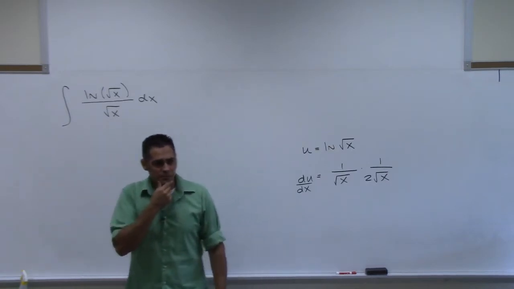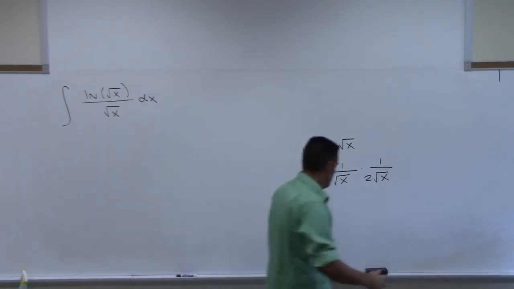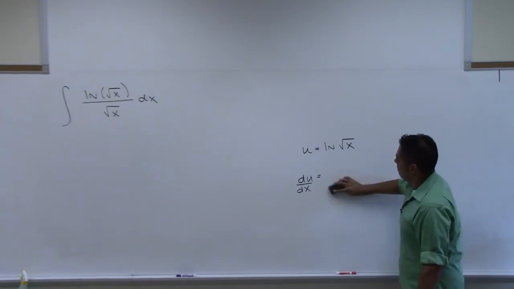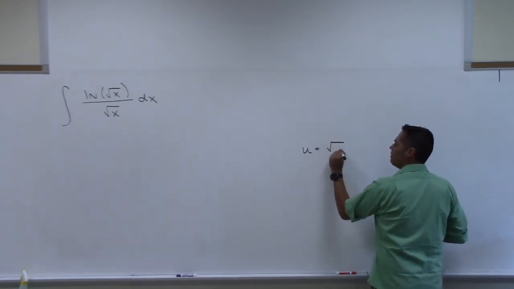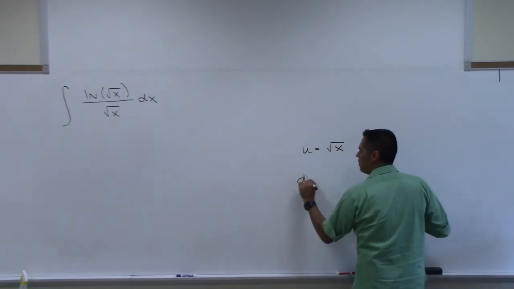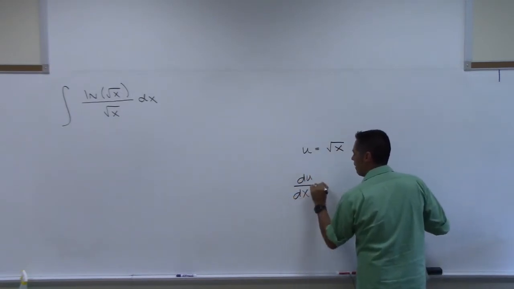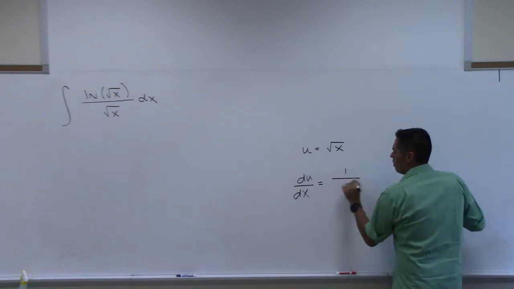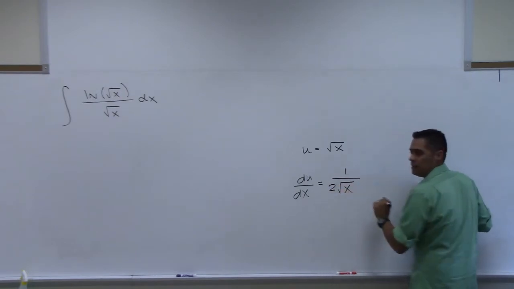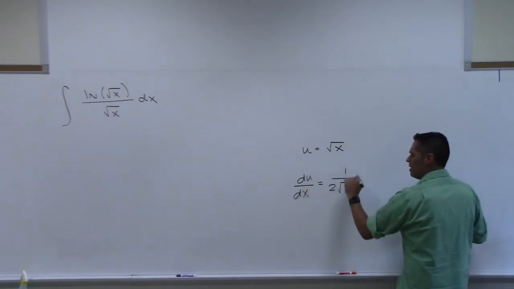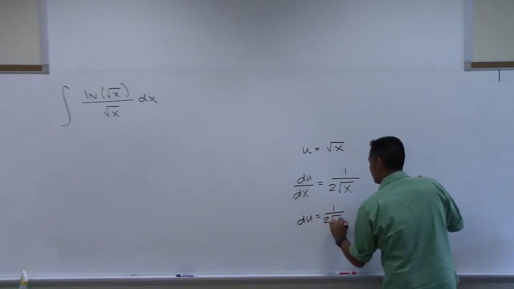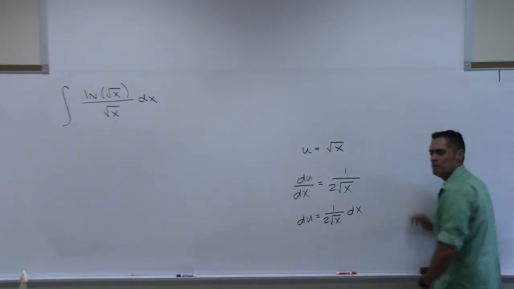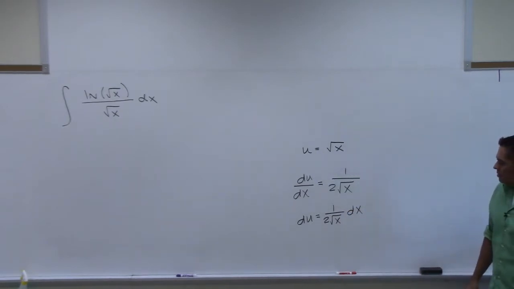So u is the square root of x. So you want to try something different? U is square root of x instead? Okay, so let's try that. U is the square root of x. Okay, what's the derivative of u with respect to x? 1 over 2 root x, right? Okay, so I'm going to now bring the dx over. Du is equal to 1 over 2 root x dx. It's still too much. Why?